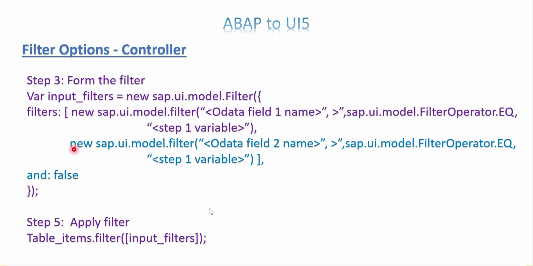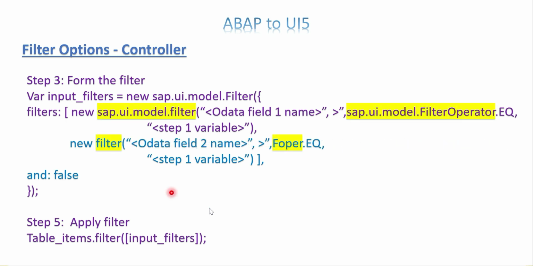And finally, how to pass these filters? This is the variable of the entire filter. It's the same thing, tableItems.filter within brackets, input_filters, whatever filters you are holding here, just pass that particular variable, okay? So this is another way of forming the filter.